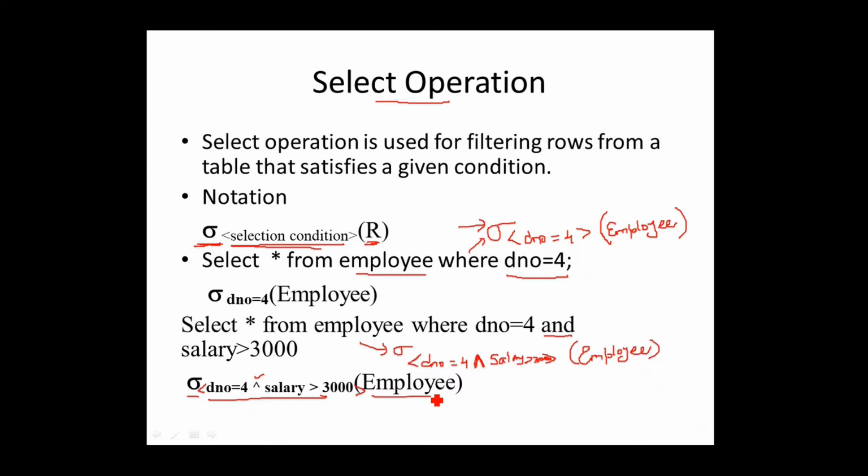So you can have any number of conditions, right? Where department number is equal to 4 and salary is greater than 3000 and employee location should be Vellore, like that. So you can use the AND condition. If it is an OR condition, it's the reverse of that. You can just use this notation and put up all the conditions. So this is the select operation with conditions in relational algebra.